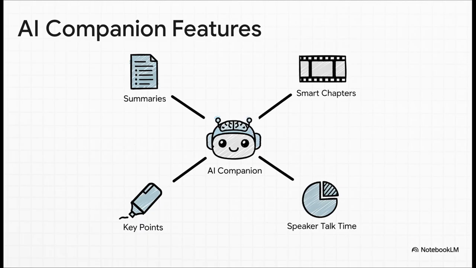So what can it actually do? Well, the AI companion automatically generates those summaries, creates smart, clickable chapters for your recordings, and even highlights key points and action items so you always know what the next steps are. It can even analyze who was talking and for how long, which is fascinating data for understanding your team's dynamics.